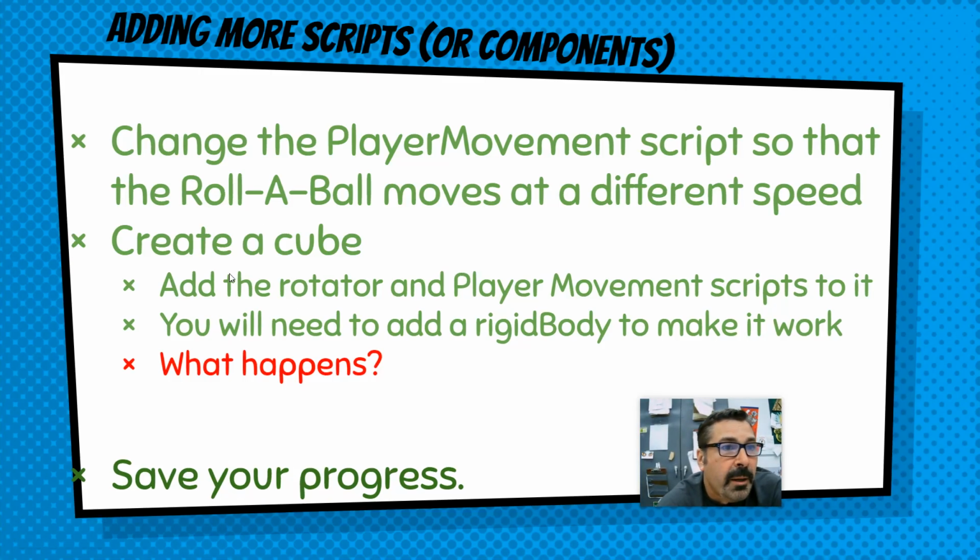Okay, add the rotator and the player movement scripts to it. You're going to need to add a rigid body to make it work. What happens? Write down what happens. Okay, make sure at this point you save your progress.